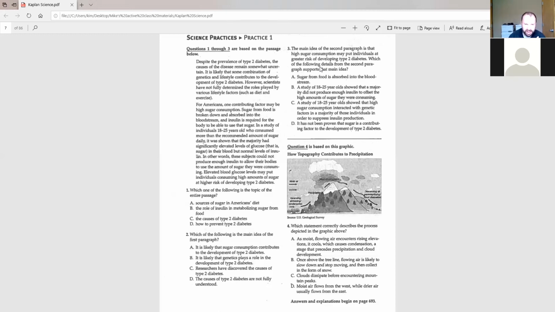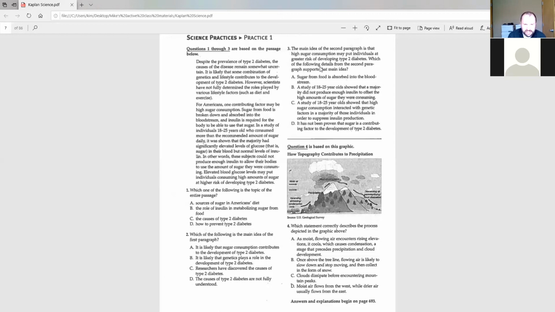Is it likely that genetics plays a role in diabetes? The causes of type 2 diabetes are not fully understood. So both of these things are discussed here, but which one sums up the idea of the first paragraph better? In my opinion, D better encompasses the whole paragraph, right? I meant the causes of type 2 diabetes are not fully understood.